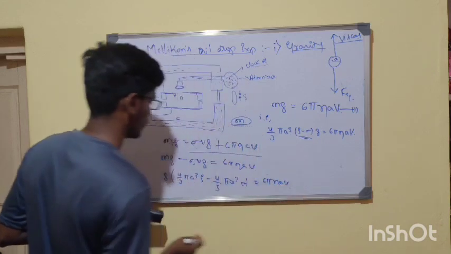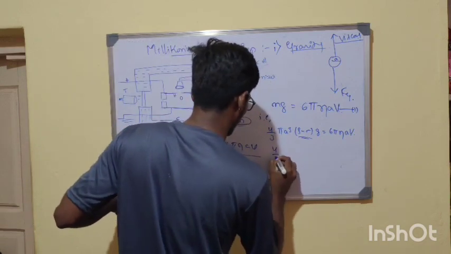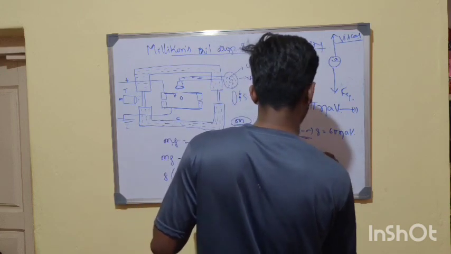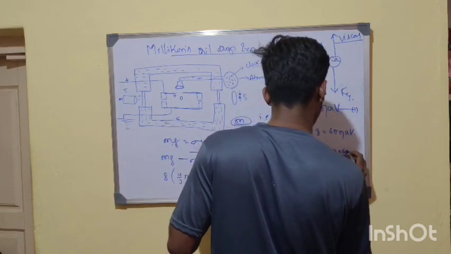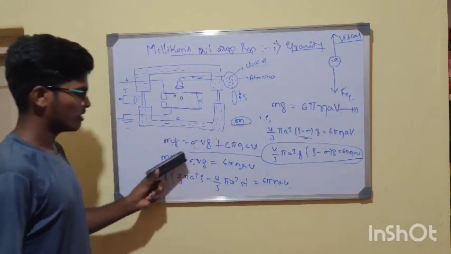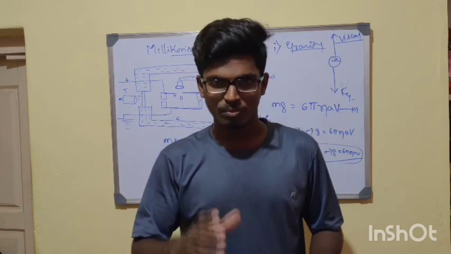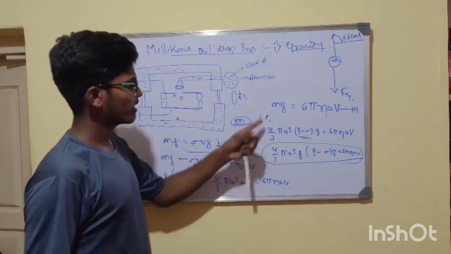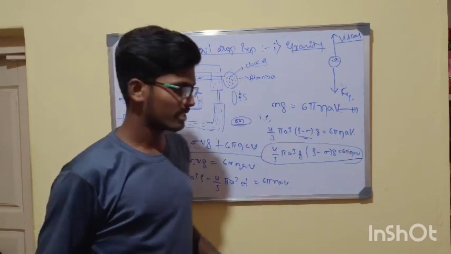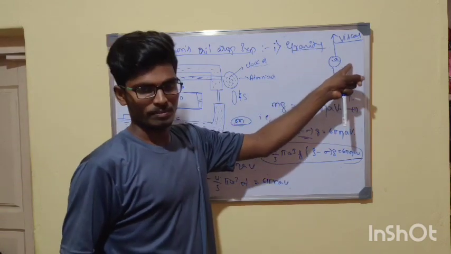This can be altered by taking the common factor. I will write 4 by 3 pi a cube, g is also common, (rho minus sigma) into g is equal to 6 pi eta av. This is the equation we will get. The force of buoyancy is also involved here. For our understanding purpose, I said the force of buoyancy. From an examination perspective, you can write this equation as per your examination is concerned. For understanding, you need to know that the force of buoyancy also opposes this motion.